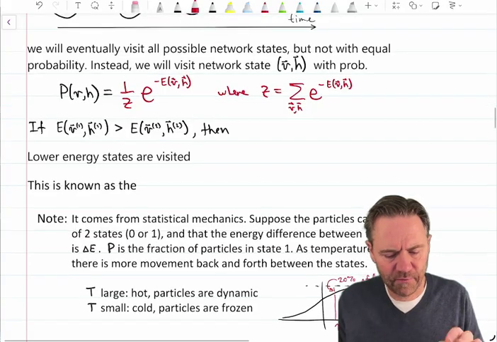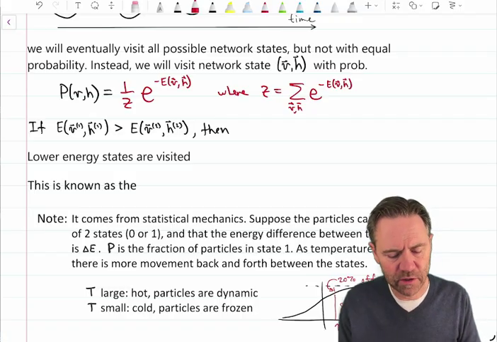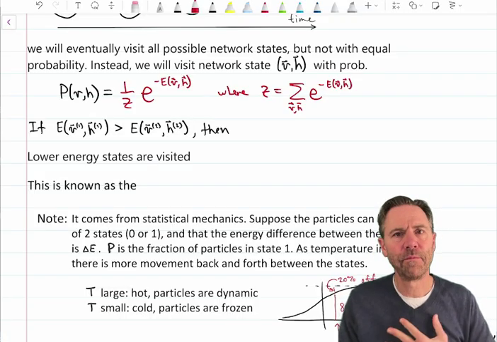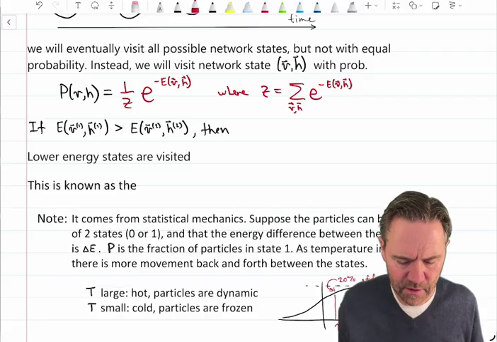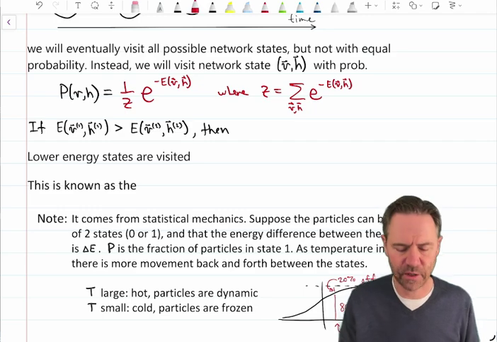If the energy of state V1H1 is greater than the energy of state V2H2, then the probability of the state V1H1 will be less than the probability of V2H2.